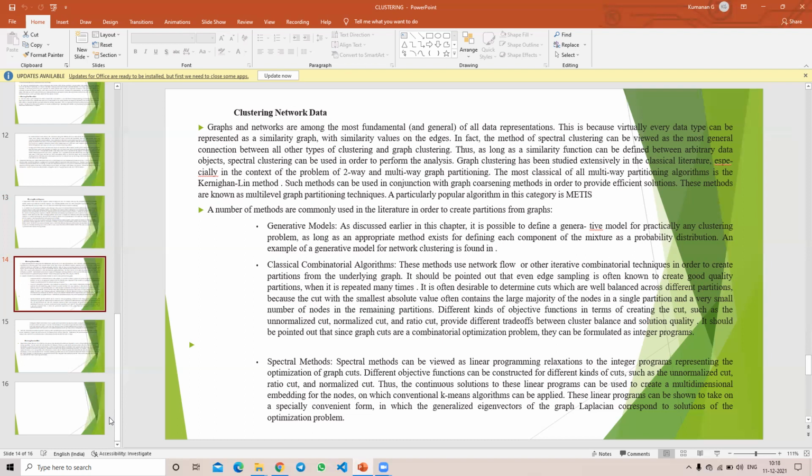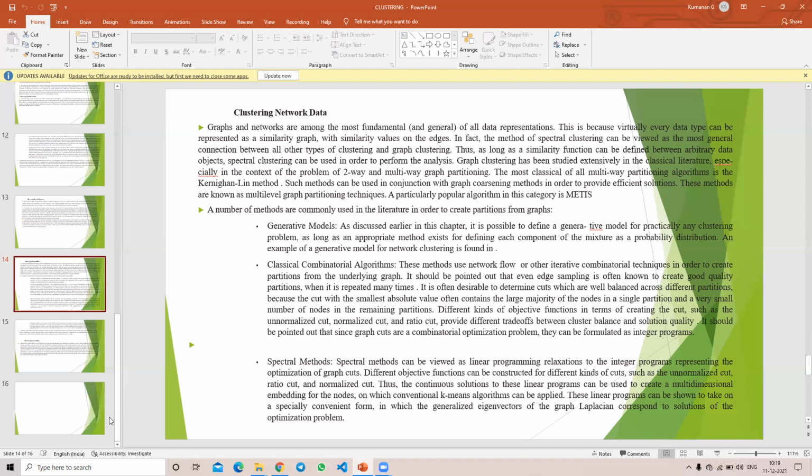Graph clustering has been studied extensively in the classical literature, especially in the context of the problem of two-way and multi-way graph partitioning. The most classical of all multi-way partitioning algorithms is the Kernighan-Lin method. Such methods can be used in conjunction with graph coarsening methods in order to provide efficient solutions. These methods are known as multi-level graph partitioning techniques. A particularly popular algorithm in this category is METIS.